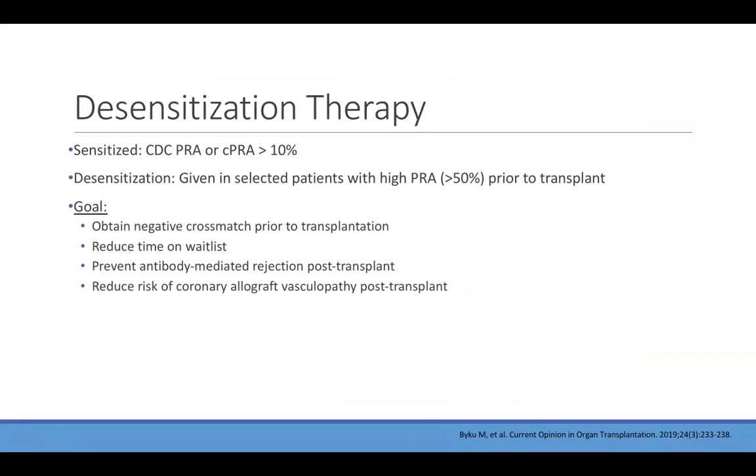And the reason for that is we have many goals that we'd like to obtain. We'd like to have a negative cross-match prior to the transplantation to reduce time on the wait list, prevent antibody-mediated rejection post-transplant, and to reduce the risk of coronary allograft vasculopathy post-transplant. So in these patients, when their panel reactive antibodies are greater than 50%, is when we would choose to desensitize these patients.